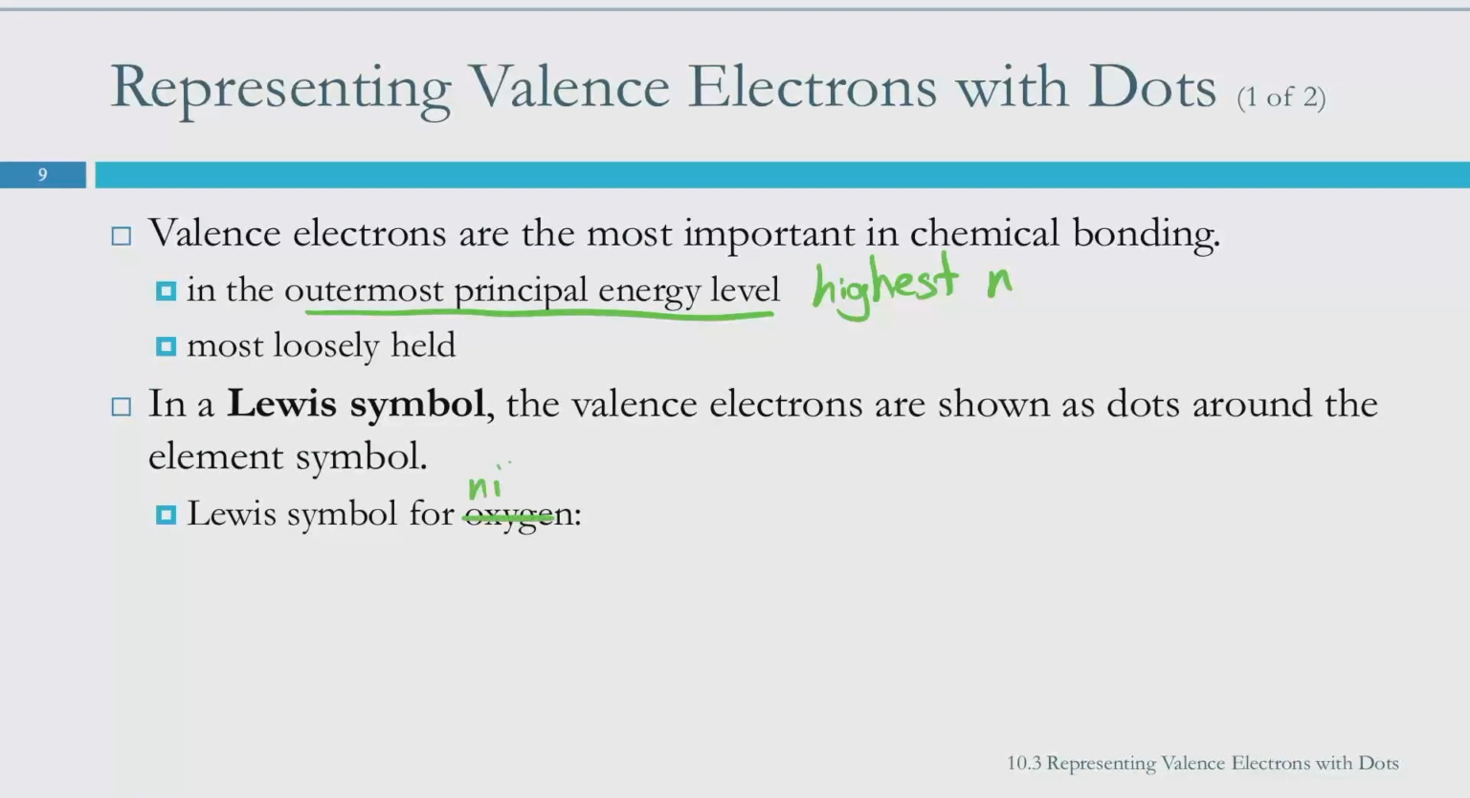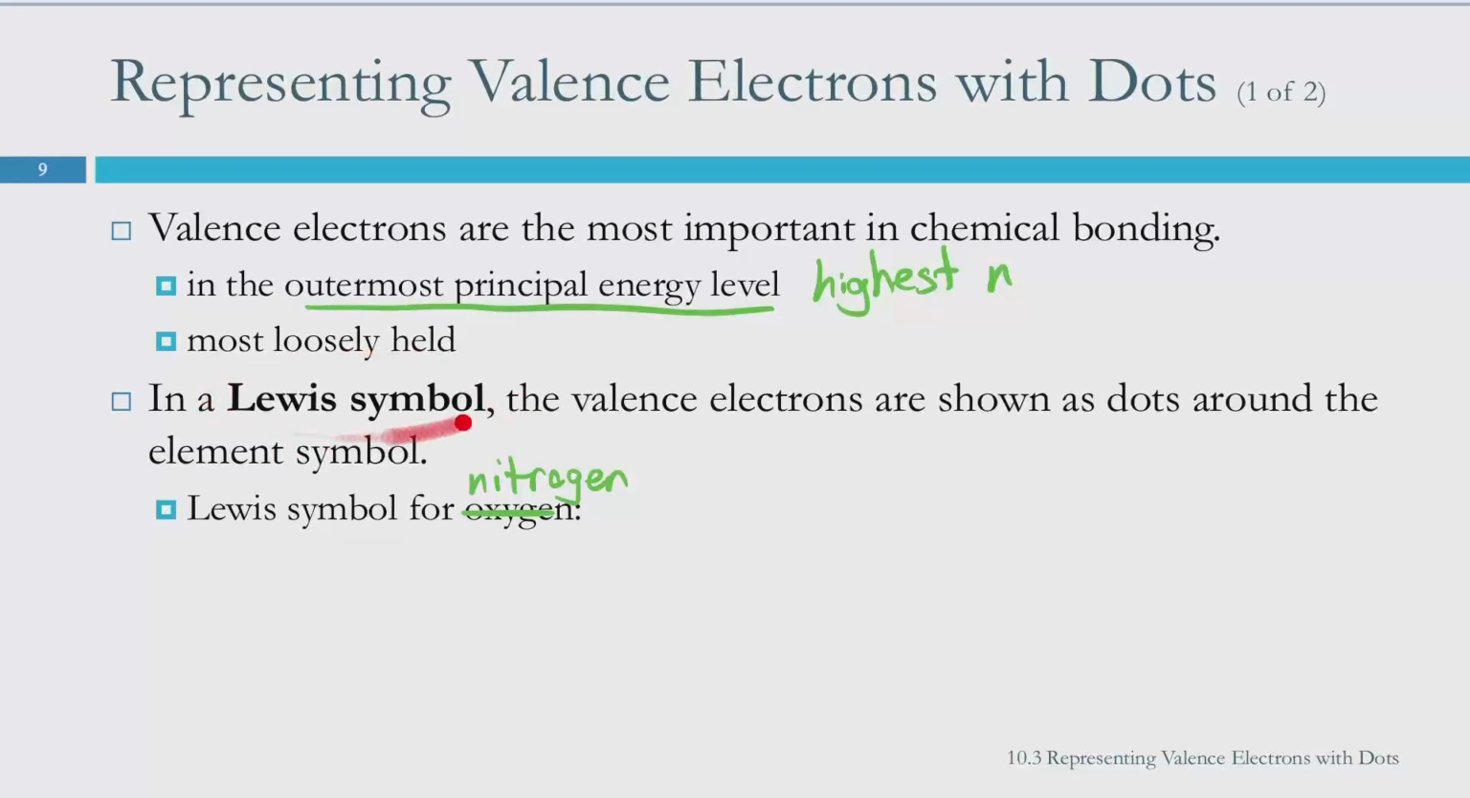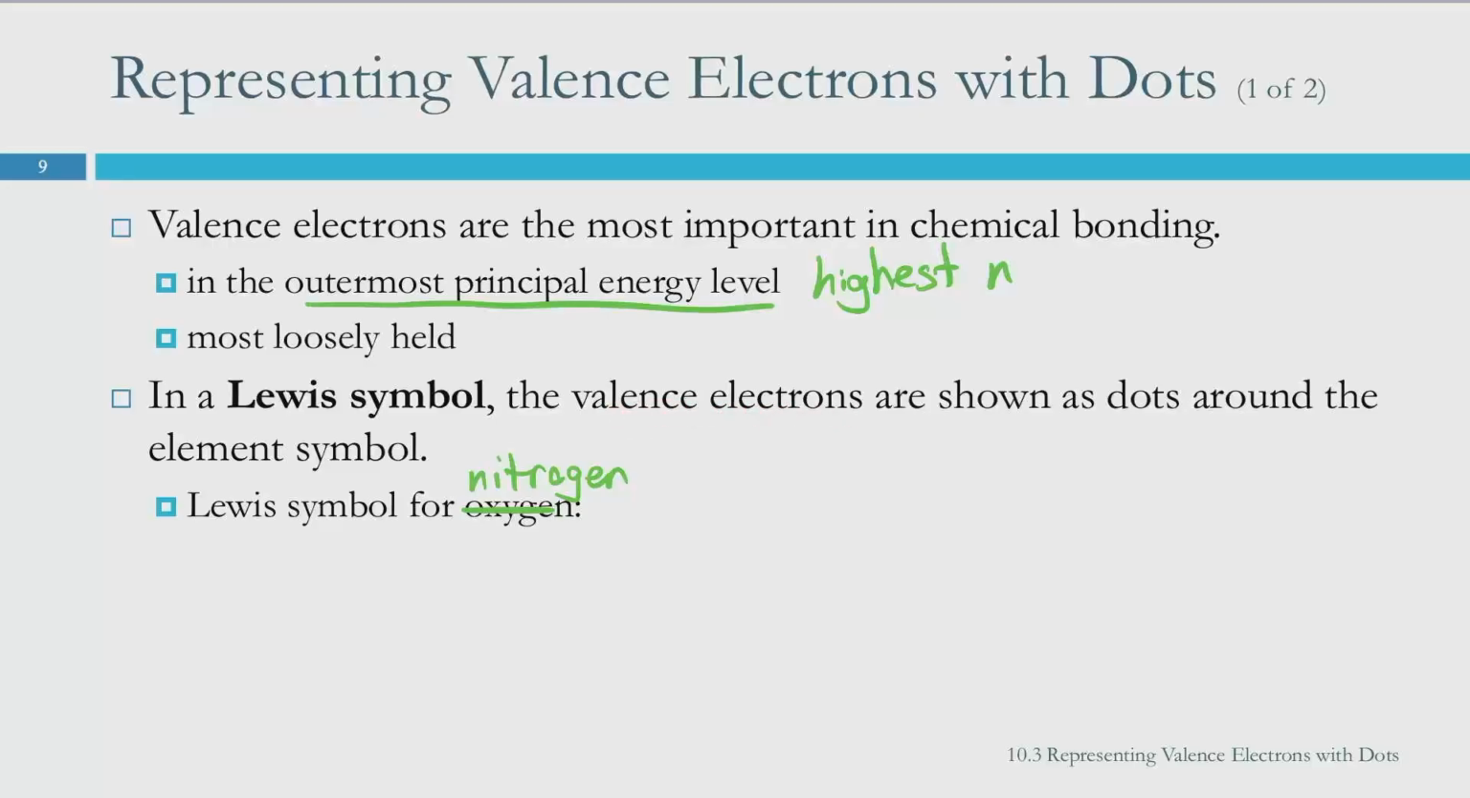I'm going to switch this to nitrogen instead of oxygen. For a Lewis symbol, this is our first building block for the Lewis theory. Valence electrons are shown as dots around the element symbol. So for nitrogen, our symbol is N. How many valence electrons does nitrogen have? Nitrogen is in group 15, or 5A, so it has 5 valence electrons.